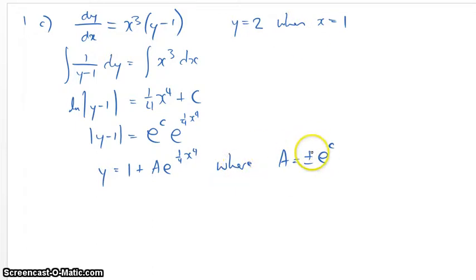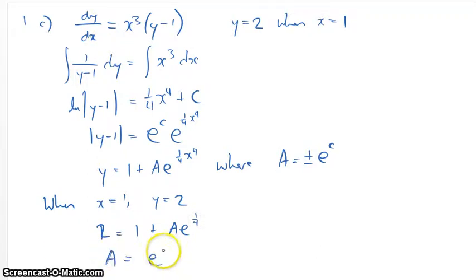So now I substitute in because I've got rid of my plus or minus. When x equals 1, y equals 2, so 2 is equal to 1 plus a e to the power of 1 over 4, and we see that a is equal to e to the power of negative 1 over 4. So therefore, our final answer is y is equal to 1 plus e to the power of 1 over 4 x to the power of 4 minus 1 over 4. And that's our final answer.